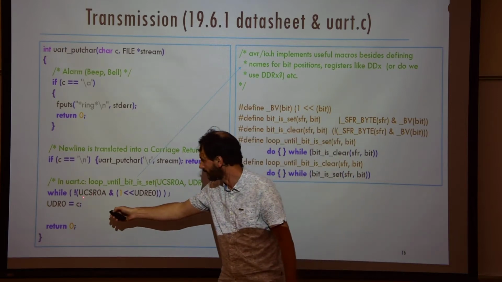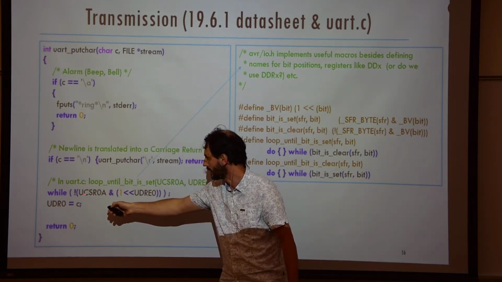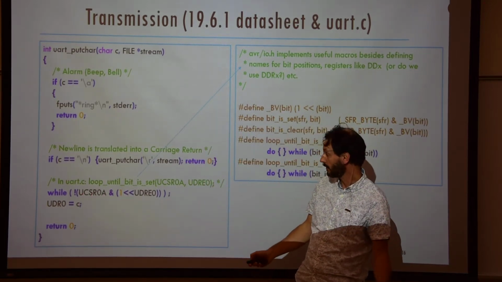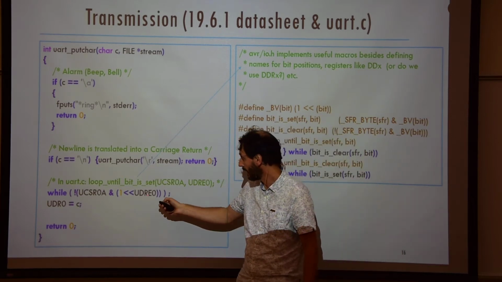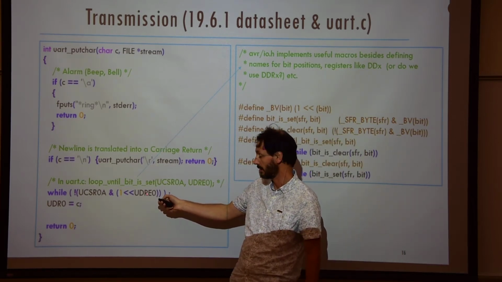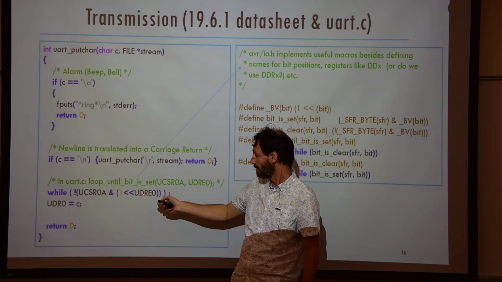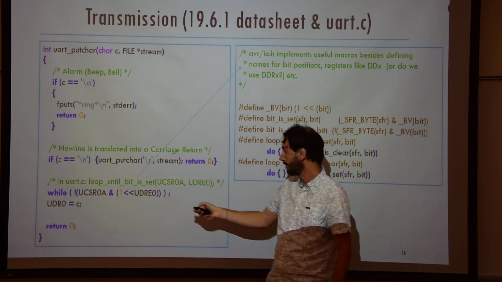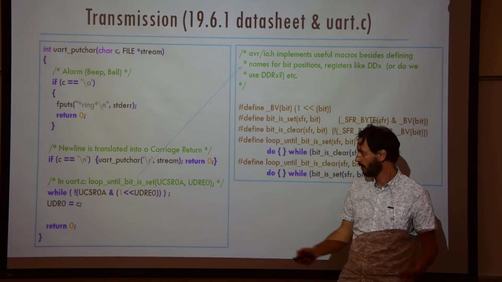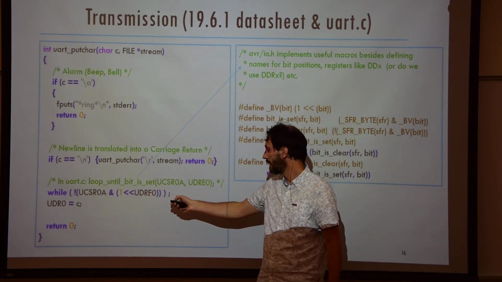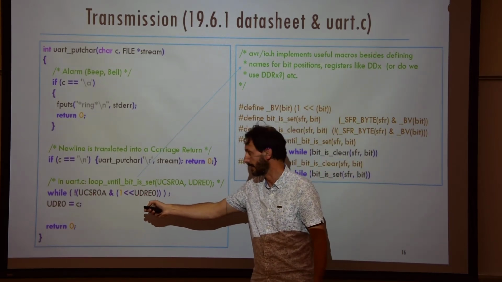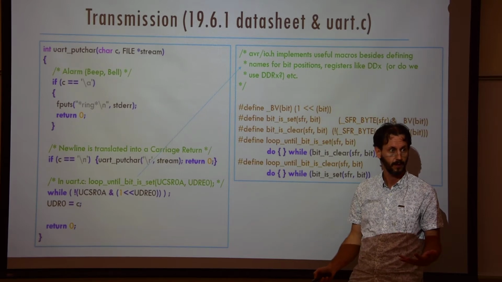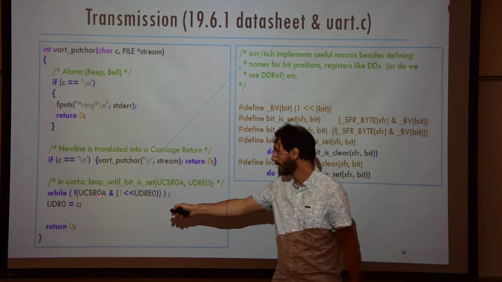Now what are we looking at? We look at this 8-bit register, we AND it with a mask that has exactly a 1 at this particular position. So what I see here will be equal to 0 if the UDRE0th position in this register is equal to 0. Once that changes, we get out of the while loop.